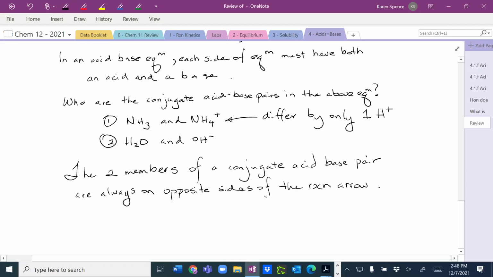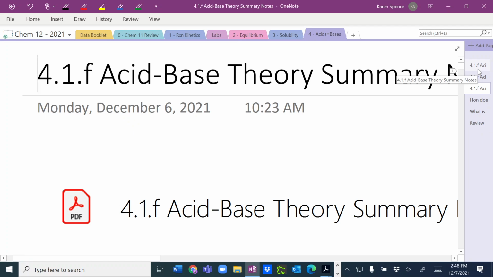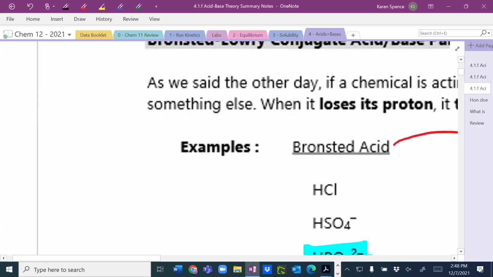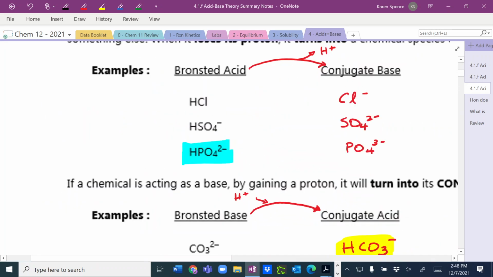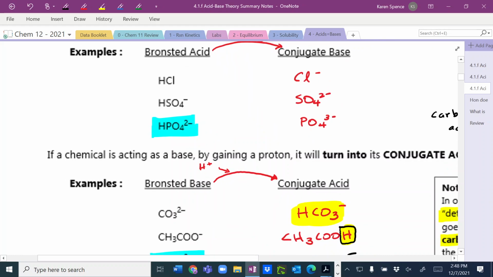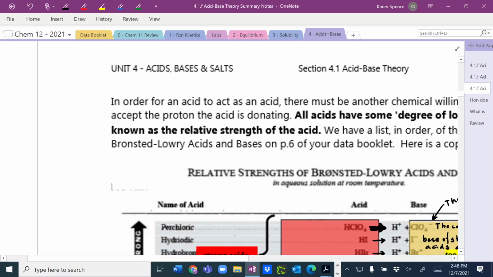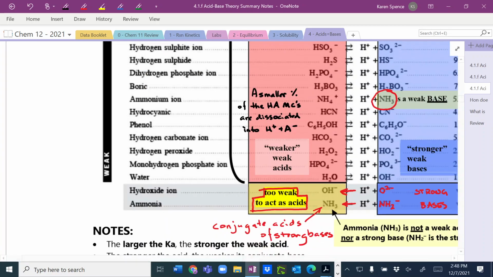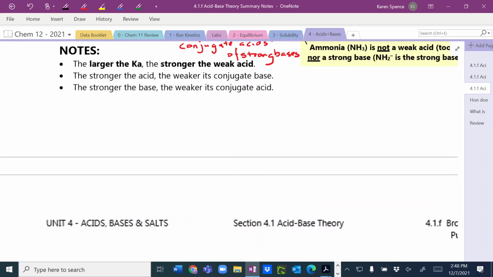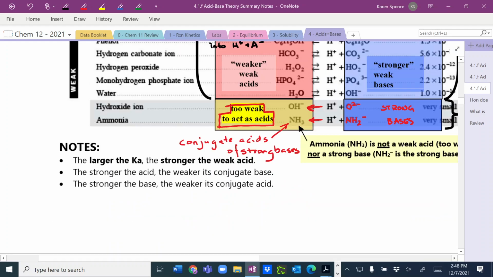Okay, back to 4.1F. I don't know why it's gone to the beginning again, but that's okay. We will keep flipping until we get to where we are. We went through this already. Just a few little notes.